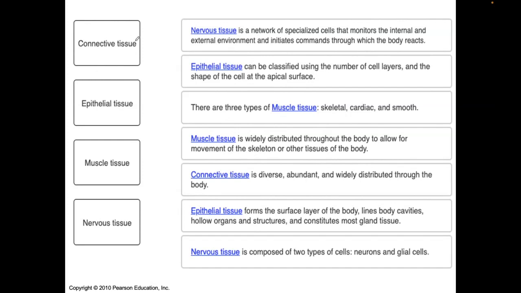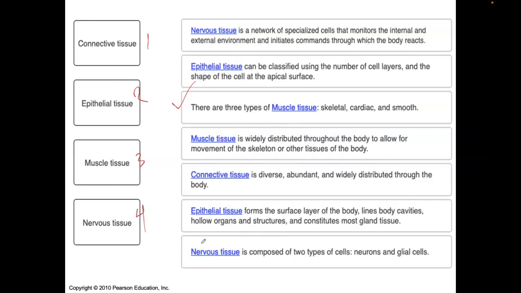So it's a drag and drop. These should look familiar because these are the four different types of tissue: connective, epithelial, muscle, and neural. And all we're doing is plugging them into the description. So why don't we knock this one out first? There are three types of blank: skeletal, cardiac, and smooth. That should be a give me, right? That's muscle tissue.